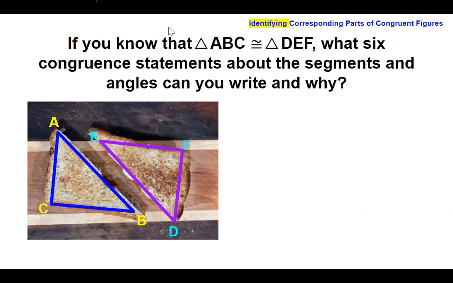So let's go ahead and create our statements. I'm going to do sides and triangles. Let me highlight my first one. Let me focus on AB. So AB is right here.